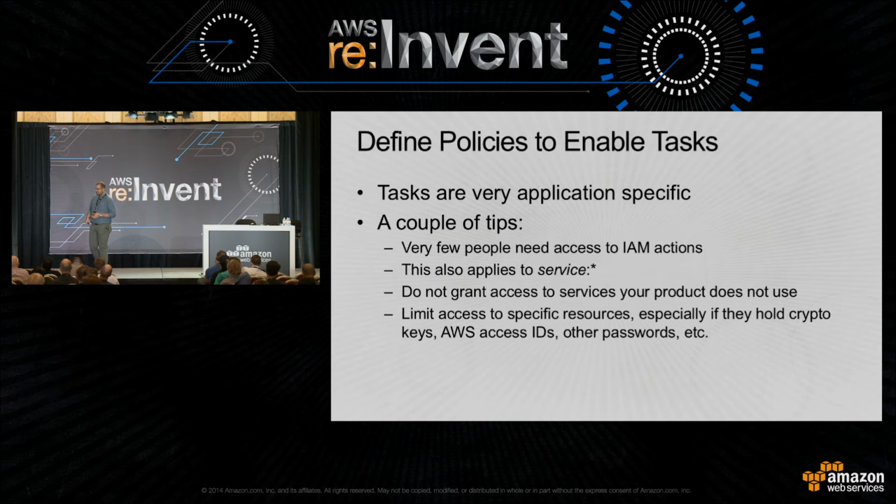You definitely don't want to grant access to anything your product doesn't use, because in this case, we're using 4 to 5, maybe 6 different services, but we're not using CloudFormation or ElastiCache. So nobody except the root admin account should be able to affect those systems. And anything that has a secret in it, limit the access to that resource. You should be limiting access to resources in general when you write your policies, but if you're storing AWS access IDs, if you're storing crypto keys and passwords, nobody but the very specific set of users who need that should have access.